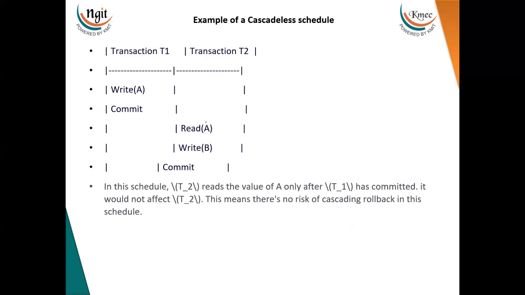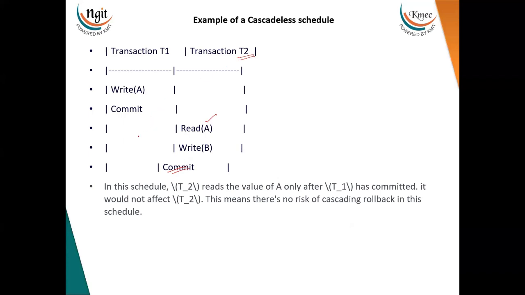The read operation is made on data item A, which is already committed by the T1 transaction, and it performs a write operation on B. Here B is another account, and the operation is made by T2, and then T2 finishes the execution on the B account. Then it leads to a commit state. In this schedule, T2 reads the value of A only after T1 has committed. So when the T1 transaction fails, it does not affect the T2 transaction.